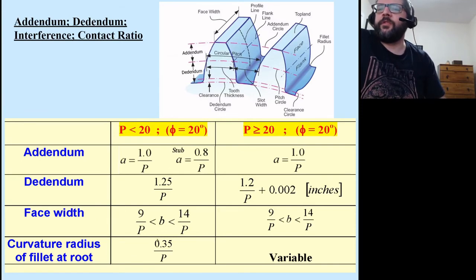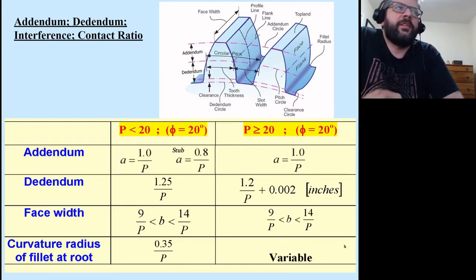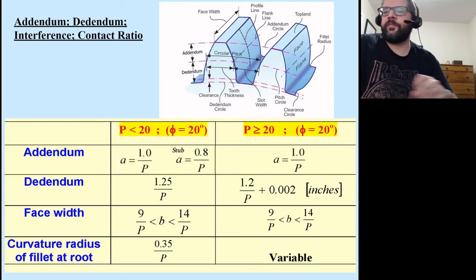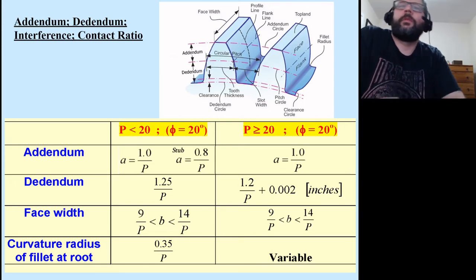And we've got our curvature radius at the root. So that's it right there. Relatively standardized for coarse gears, more variable when we get to our smaller, finer gears. And we're worried about this because we're worried about interference.